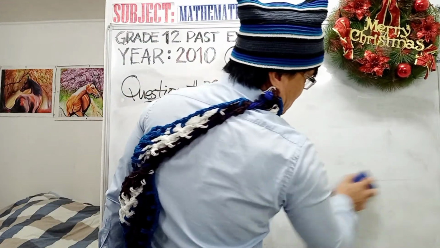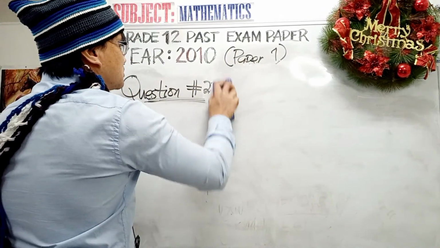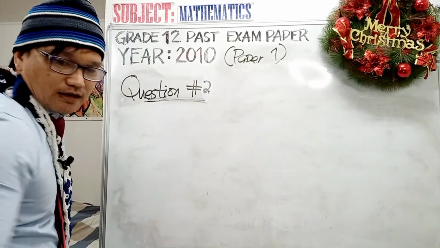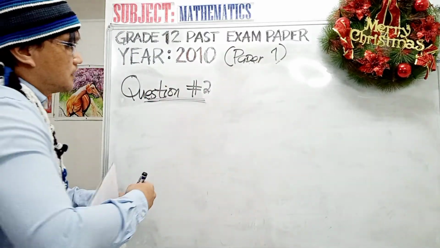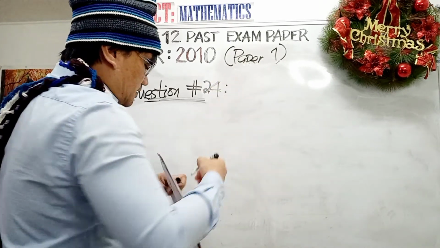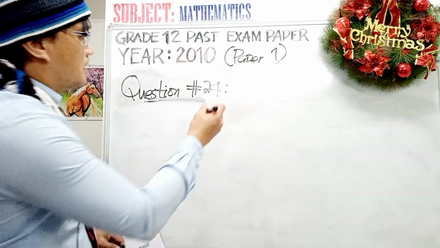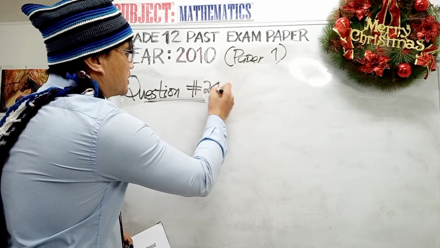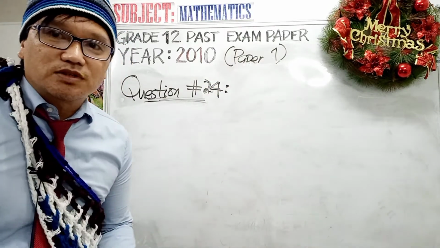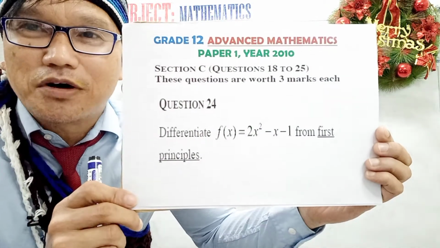But students around the world, if you are in grade 12, you can have a look at this video tutorial and compare. At the same time, you will learn from this presentation. Now, what would be question number 24? What topic would question number 24 be for the advanced mathematics students? So this is the question, question number 24, ladies and gentlemen.